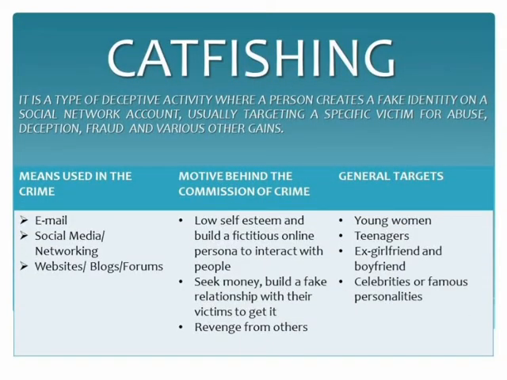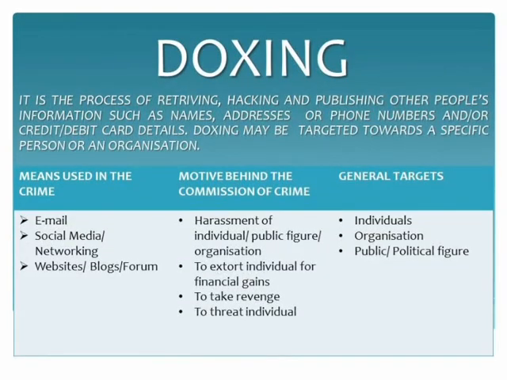Next is catfishing. It is a type of deceptive activity where a person creates a fake identity on the social network account, usually targeting a specific victim for abuse, deception, fraud, and various other gains. Motive can be divided into two parts. Either they seek money or revenge, or due to low self-esteem, they are building any fictitious online persona to interact with people. Next is doxing.